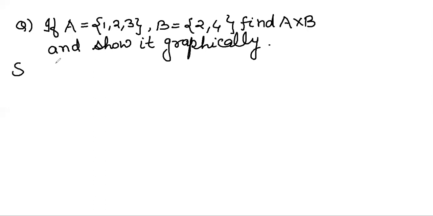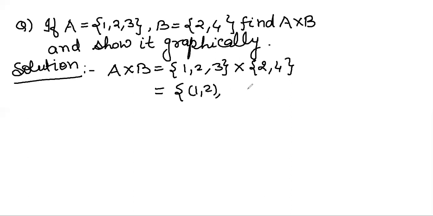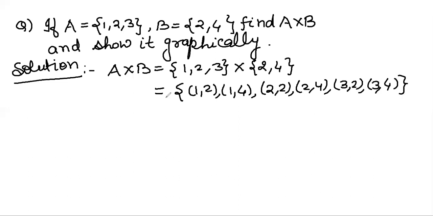So we'll first find A cross B. We all know how to find A cross B. So first A cross B, elements of A, 1, 2, 3, cross elements of B, 2, 4. It will be (1, 2), (1, 4), (2, 2), (2, 4), (3, 2), and (3, 4). So this is A cross B, Cartesian product of A and B.